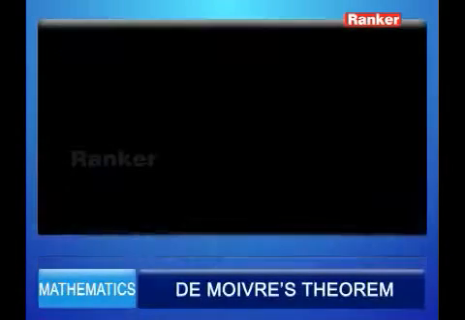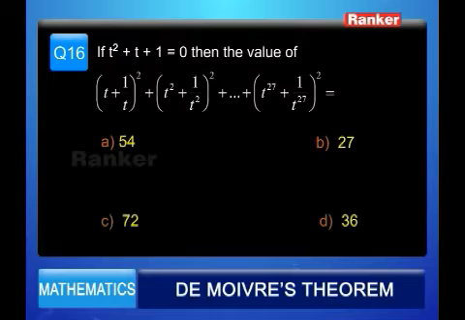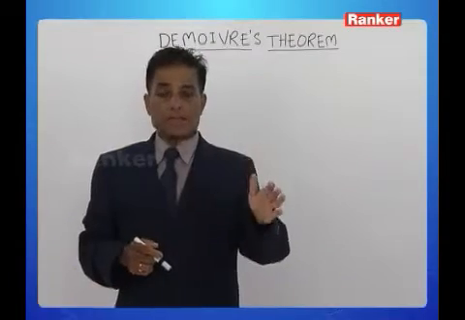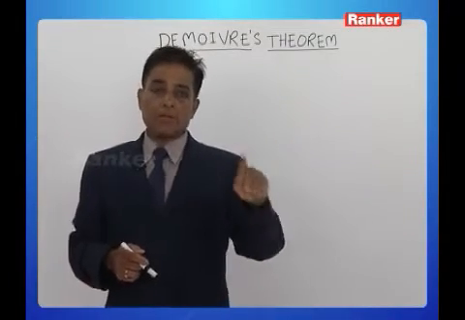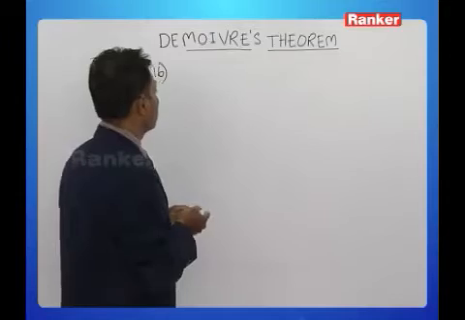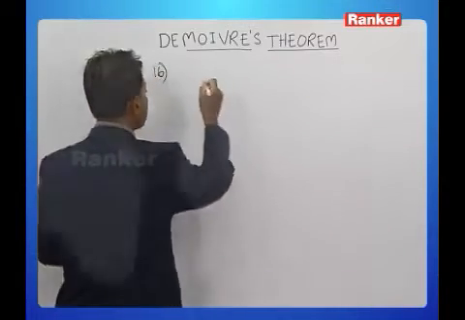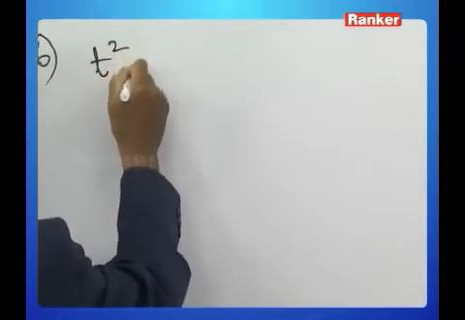Question number 16. If t square plus t plus 1 is equal to 0, then what is the value of (t plus 1 by t) whole square plus (t square plus 1 by t square) whole square, so on up to (t to the power of 27 plus 1 by t power 27) whole square? Then options are given. First option 54, second is 27, third is 72 and fourth one is 36. Let us see right answer, right option. Question number 16. T square plus t plus 1 is equal to 0, nothing but omega.